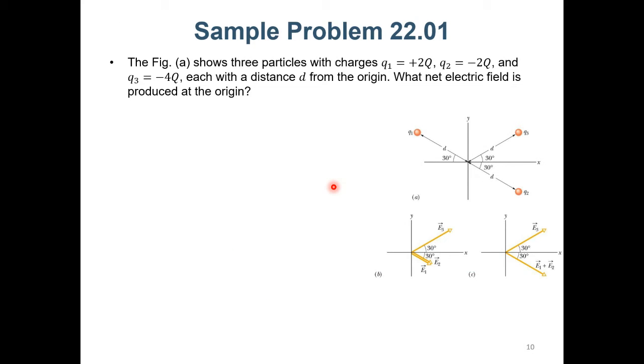So let's take a sample problem. Figure A shows 3 particles with charges Q1, Q2, and Q3 at distance d from the origin. This is 30 degrees, 30 degrees, and 30 degrees. What is the net electric field produced at the origin?